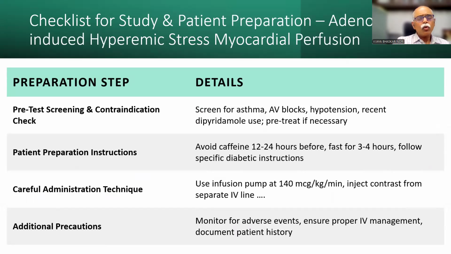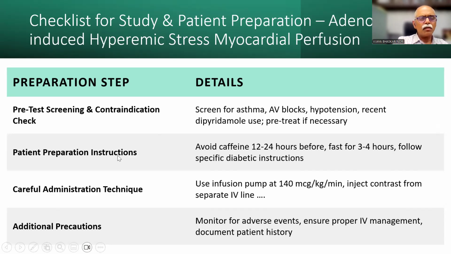Now, when you do the stress myocardial perfusion, you give adenosine, and you should make sure by using all these parameters that the patient does not have these medical conditions, so that adenosine should not be given. Severe asthma, don't give adenosine. AV blocks, complete heart block, third degree AV block, don't give adenosine. Hypotension, less than 100 millimeter mercury systolic blood pressure, don't give adenosine. Heart rate less than 50, do not give adenosine.